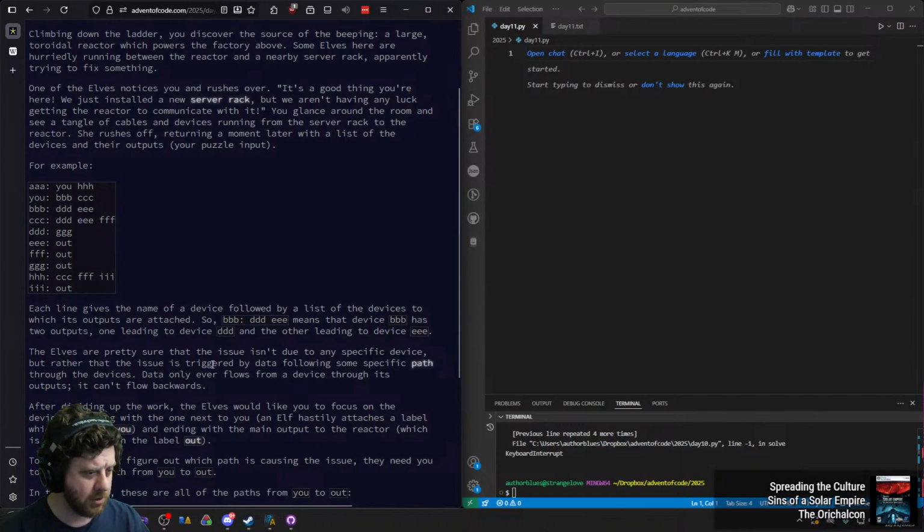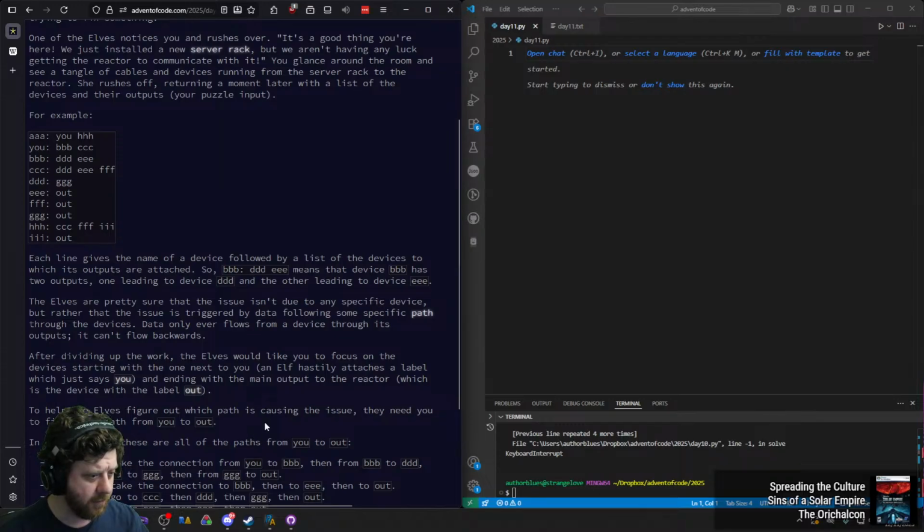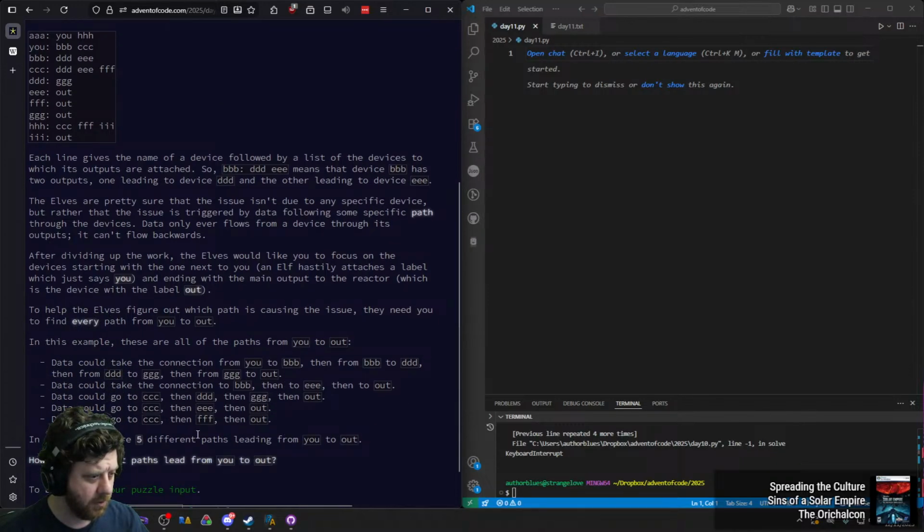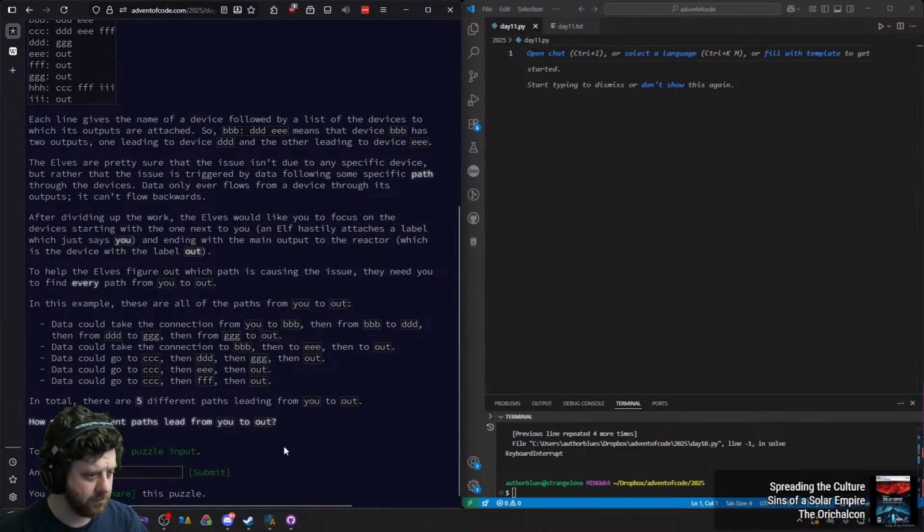After dividing up the work, the elves would like you to focus on the devices starting with the one next to you, an elf hastily attaches a label which just says "you", and ending with the main output to the reactor, which is the device with the label "out". To help the elves figure out which path is causing the issue, they need to find every path from you to out. In this example, these are all the paths from you to out. In total, there are 5 different paths leading from you to out. How many different paths lead from you to out?